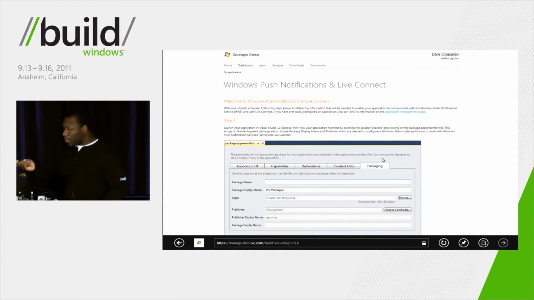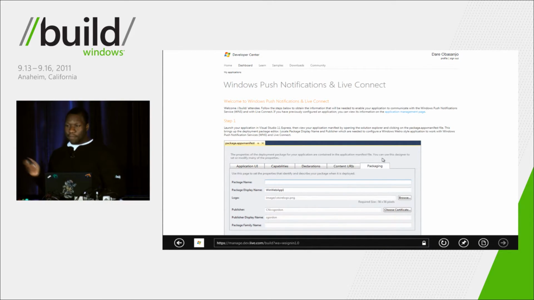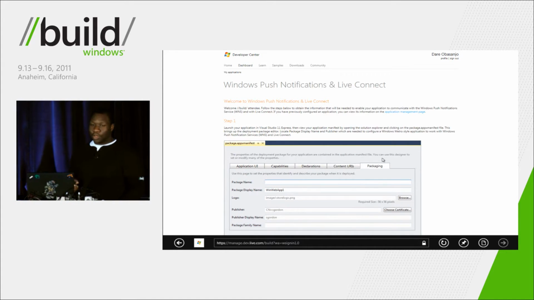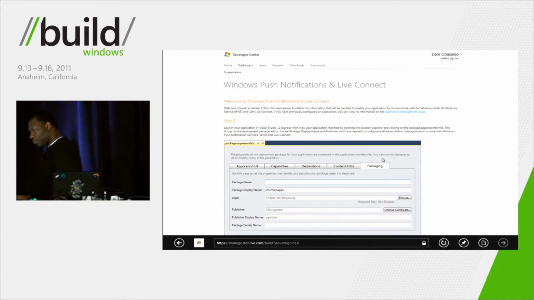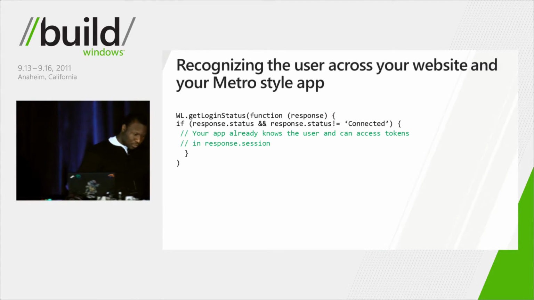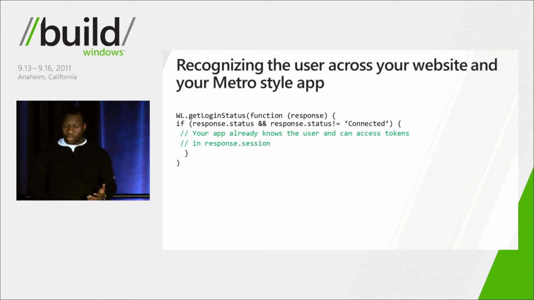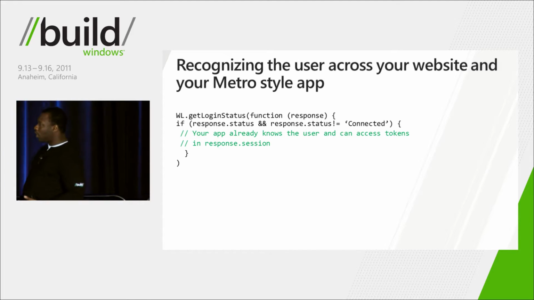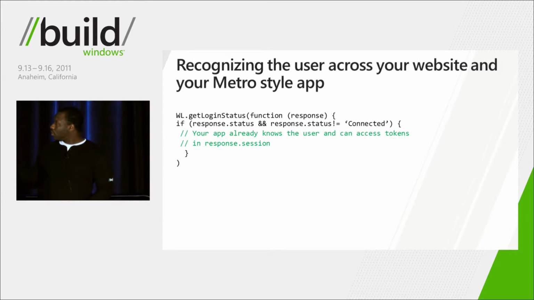So this is what that page looks like. If your application wants to have the single sign-on experience I just talked about, you go here, provision your application, you'll get a package name and a set of client identifiers, and that's how your website and your Metro-style application are linked. So once that linking occurs, what does the code look like to actually get the user to have a seamless sign-in experience? This is all it takes.